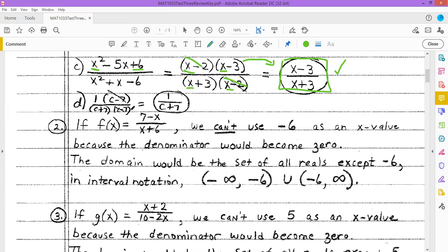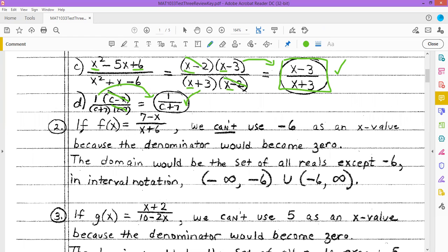minus 7. We factored here, and we see the c minus 7's cancel, leaving 1 divided by c plus 7. You factored your trinomial, you have your common factor in the numerator, we cancel those two common factors. This is our answer, 1 divided by c plus 7.